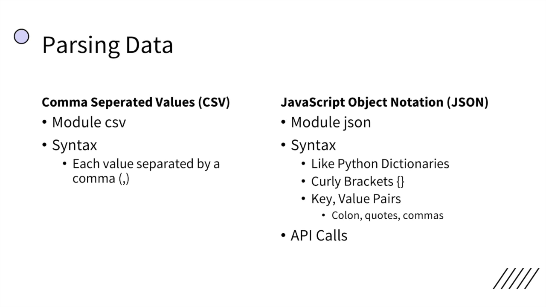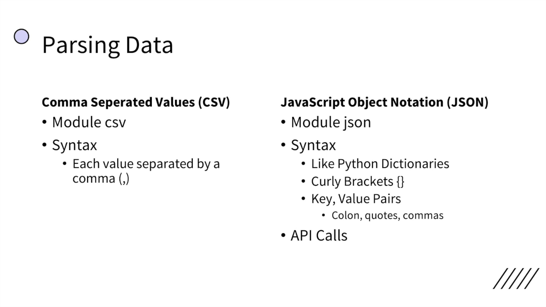All right, parsing data. So there's a couple of different data models that we're going to be working with, or that are common when it comes to infrastructure automation. First one you may already be familiar with, which is CSV, otherwise known as comma separated values. The module to work with that within Python is called CSV, so you would just do an import CSV. And then the syntax for CSV is pretty simple. Each value is simply separated by a comma, and each different object is on its own line in the file itself. And we'll be looking at some examples of that in a moment.